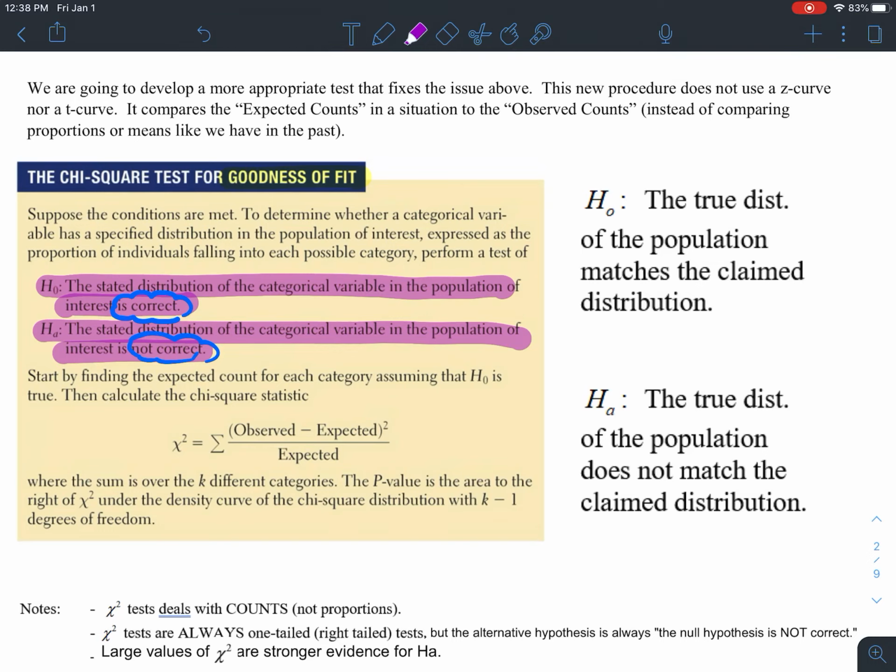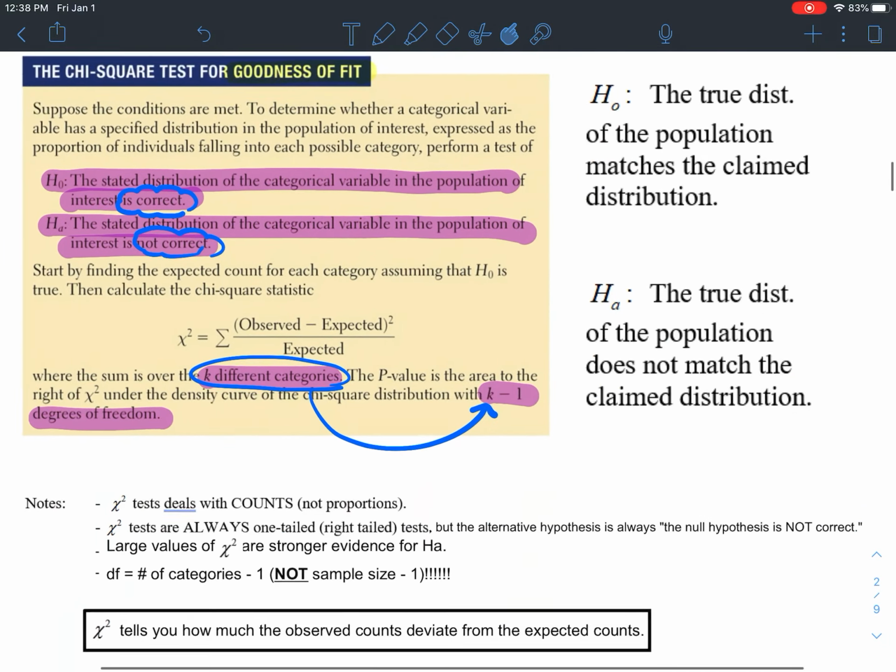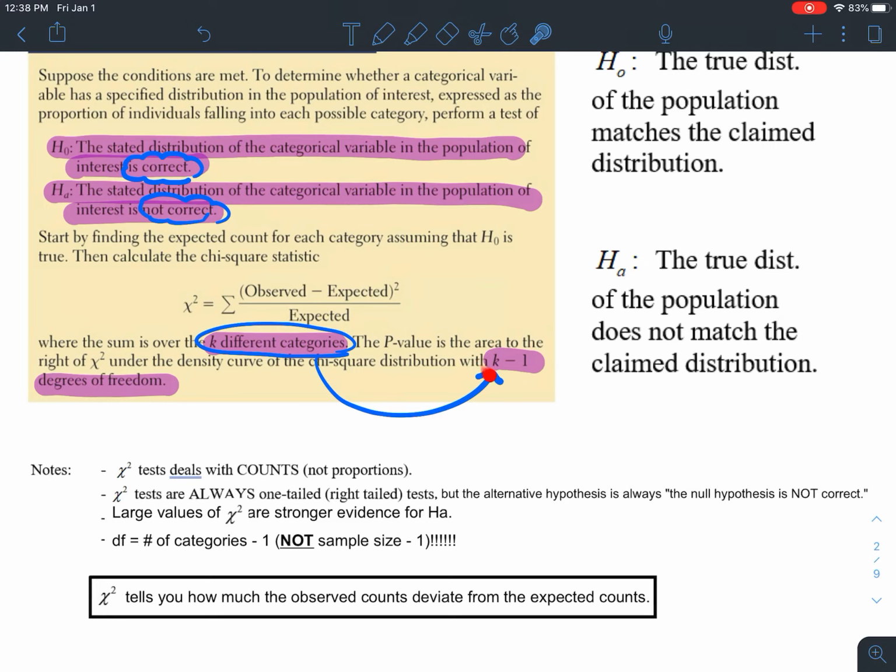Now, there are degrees of freedom for this. The degrees of freedom is always the number of categories minus 1. You'll notice that we're using a K here to represent the number of categories. This is not the sample size minus 1. It's the number of categories. So in this example, there are 6 different colors, so we would be using 6 minus 1, or 5 degrees of freedom.